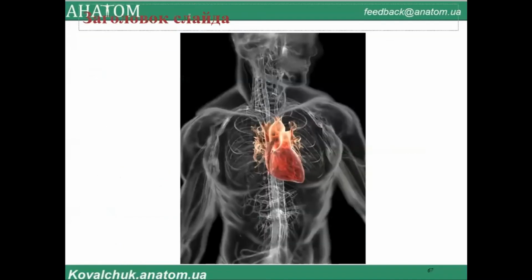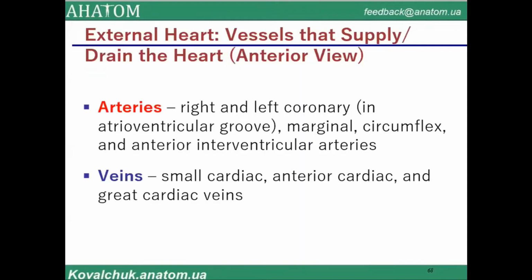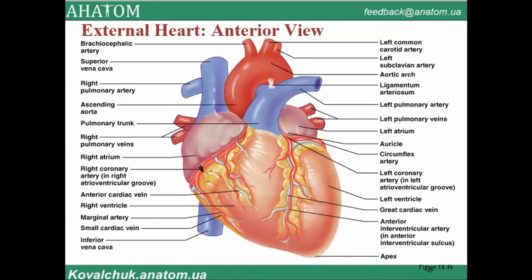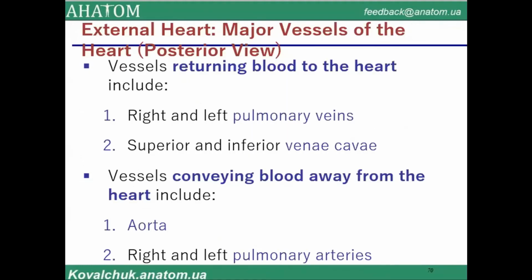Thank you so much for making this book. It's a heart, yeah? External heart: vessels that supply and drain the heart, anterior view. The arteries are the right and left coronary in the atrioventricular groove, marginal, circumflex, and anterior interventricular arteries. The veins are the small cardiac, anterior cardiac, and great cardiac vein. Here are some parts. These vessels are located in the sulcus. Please remember this information. External heart, major vessels: vessels returning blood to the heart include the right and left pulmonary veins, and vessels conveying blood away from the heart include the aorta and right and left pulmonary arteries.